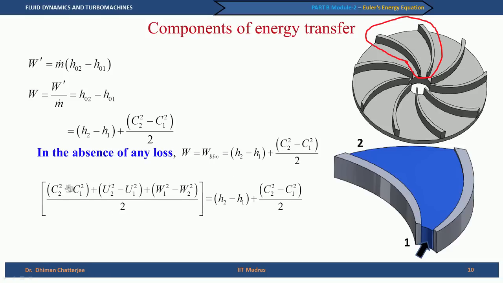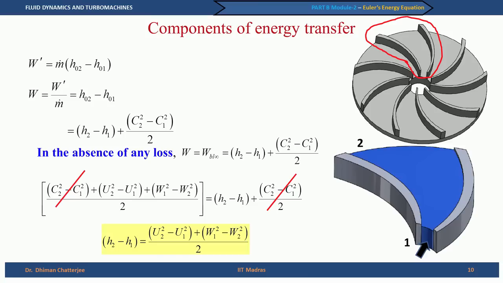then we can write that (C2 square minus C1 square plus U2 square minus U1 square plus W1 square minus W2 square) whole divided by 2 is nothing but H2 minus H1 plus (C2 square minus C1 square) whole divided by 2. So, the C2 square minus C1 square term gets cancelled from both sides and we are ending up with H2 minus H1 is nothing but (U2 square minus U1 square plus W1 square minus W2 square) by 2. What does it mean?